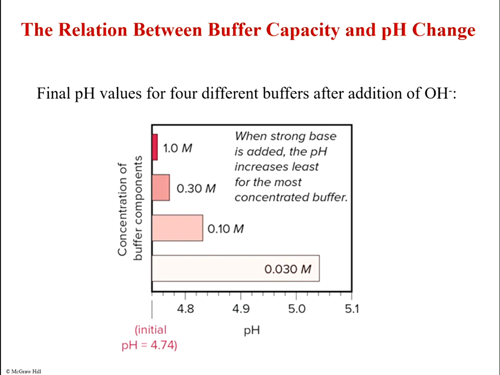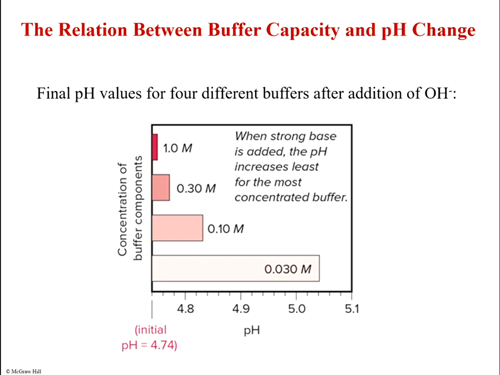So here we have 4 different systems. These are all the same buffer, but we have different concentrations of buffer in the solution. On the top of this figure, we have a 1 molar buffer. Next down, we have a 0.03 molar buffer, 0.1 molar buffer, and a 0.03 molar buffer. In each of these cases, we've added a small amount of base to our solution. We've added equal amounts of base to all 3 solutions.